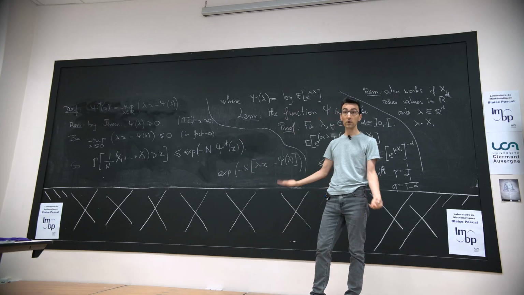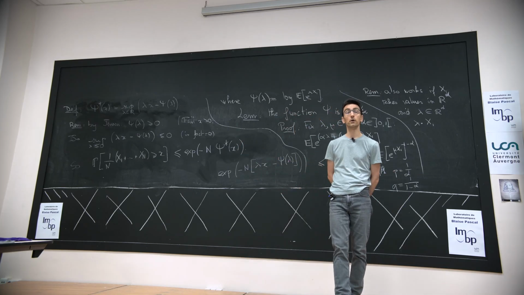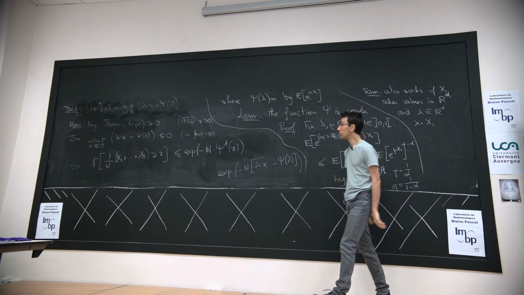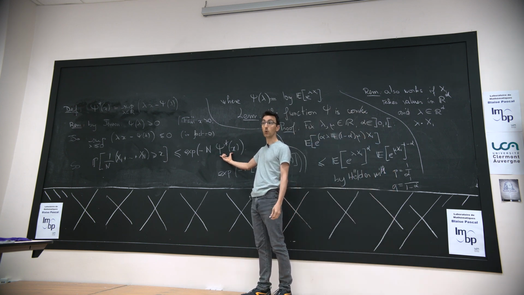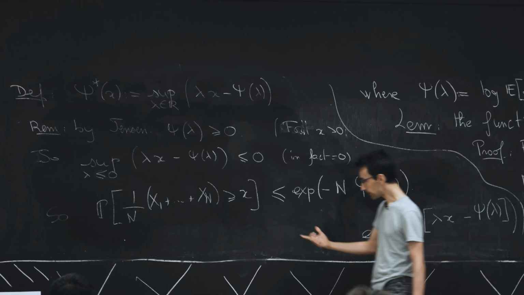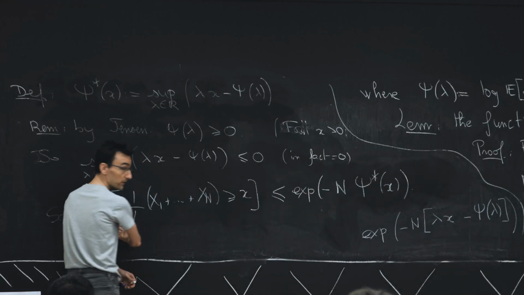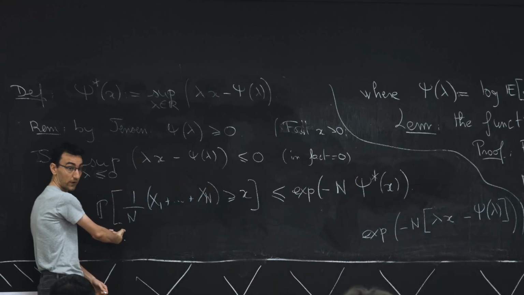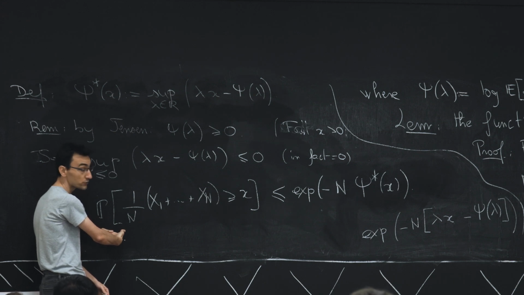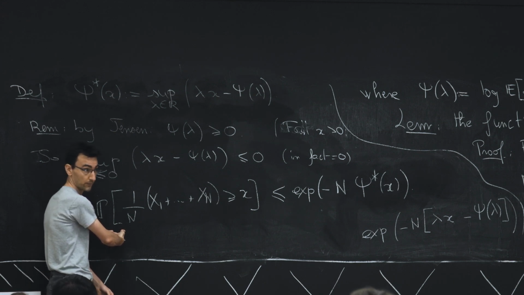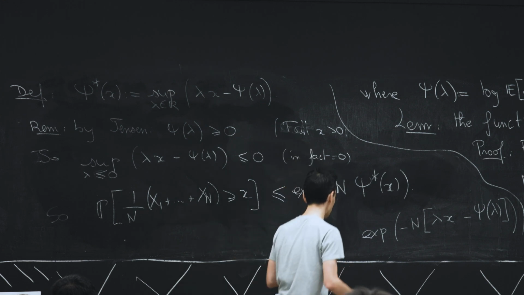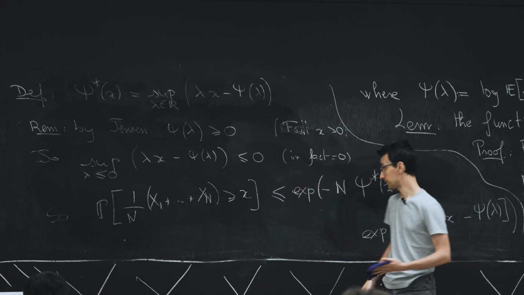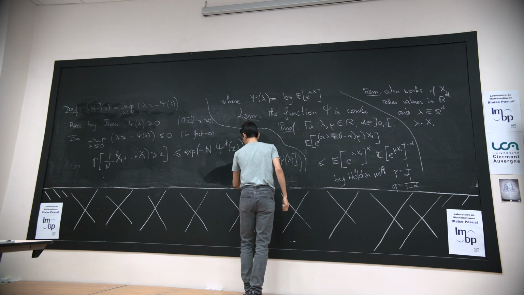Okay, so this was very cheap, very easy. I mean, we didn't make much effort to derive it. And the remarkable fact is that this is, in fact, the sharp constant in this inequality, in the sense that if you take the logarithm of this probability and you divide by n, this is going to converge to psi star of x. Okay, and this is a non-trivial claim, and this is the content of Cramer's theorem. I'm going to state it more precisely.